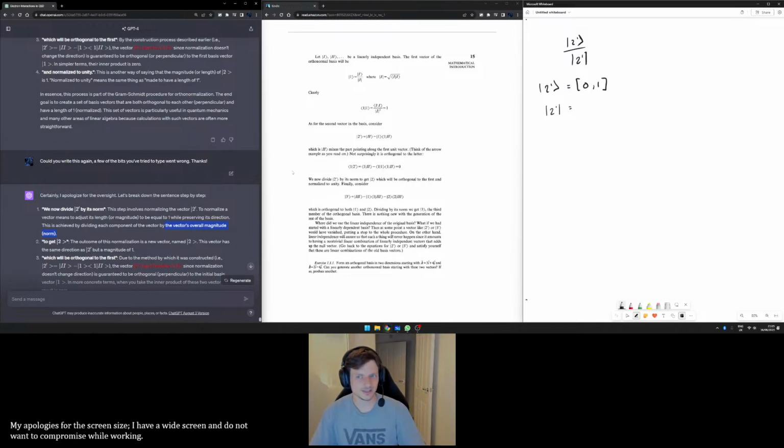Dividing each component of the vector by the vector's overall magnitude. So how did we get the magnitude of these things? Let me just check my book here. The magnitude is, oh yeah, the square root of the inner product. It's the square root of the inner product. So this is the square root of the inner product.